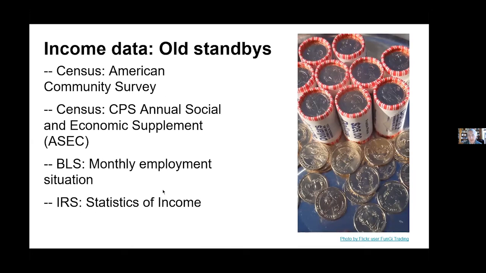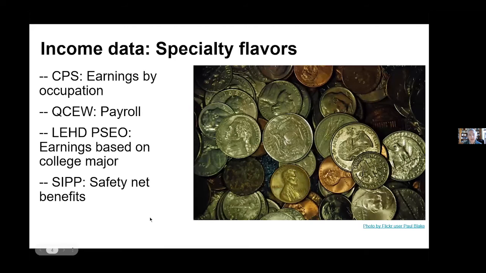Okay, so the old standbys for any journalist who's doing local journalism on income: the American Community Survey, which Kiyadh mentioned, which has data all the way down to neighborhood levels, the Census Bureau's sort of official survey that reports income and poverty every year, once a year at the national level, and the BLS does monthly employment. Its monthly employment situation report does have some local data, and the IRS actually produces statistics of income down to the county and even zip code level. But there's a few others that are worth looking at.